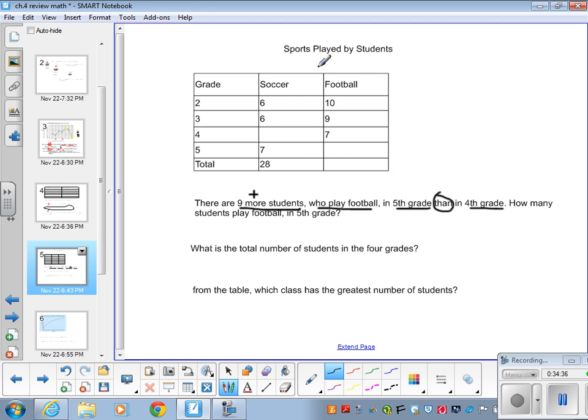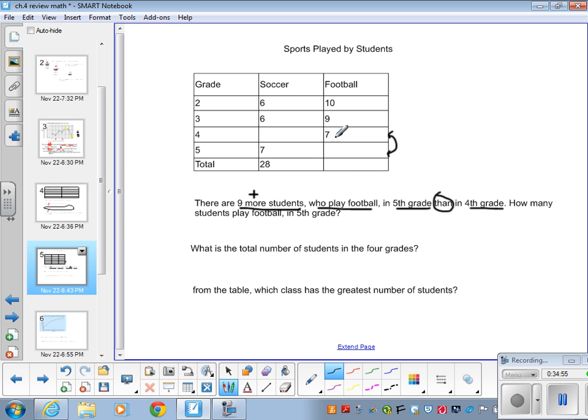We're looking at football. I have to look at football, 4th and 5th grade. I'm making this just as a reminder. Hey, this is where my focus needs to be. How can I find this answer?